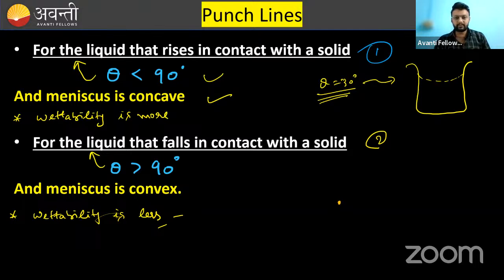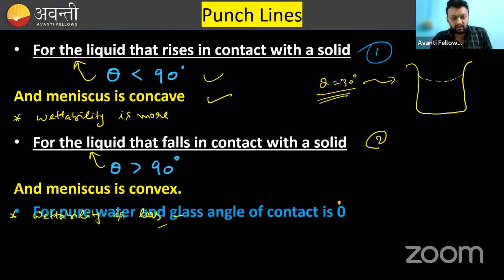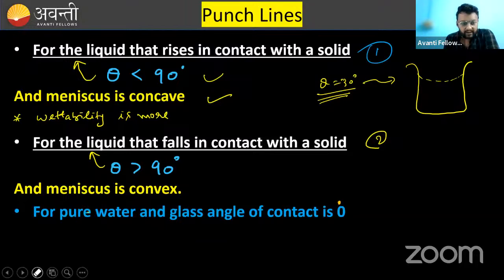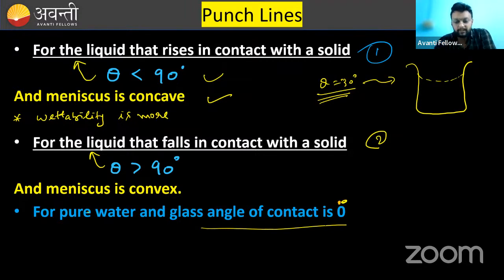Now, moving further. It is mentioned here that for pure water and glass, the angle of contact is 0 degrees. The angle of contact is what? 0 degrees. Moving further, I can mention the term here: wettability is less.